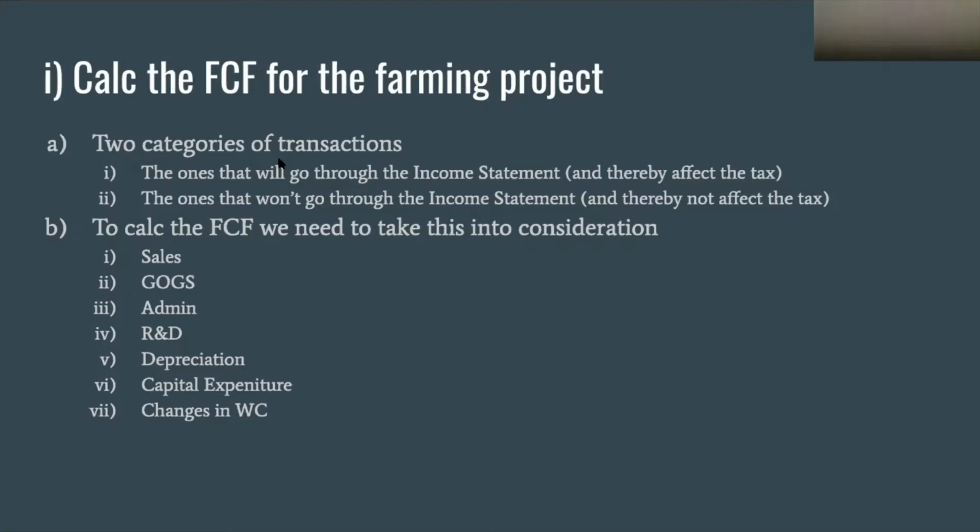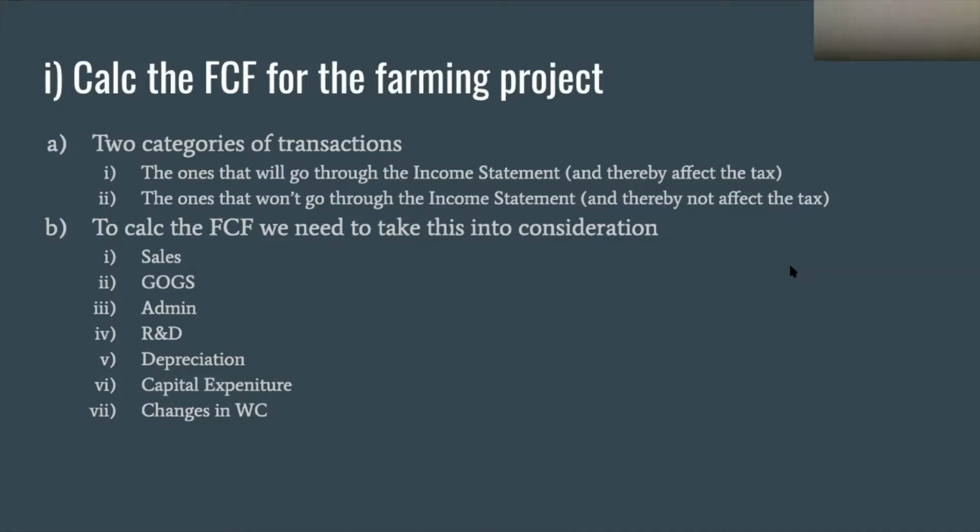The cash flows that would go through the income statement and will thereby be affected by the tax, and the ones that won't go through the income statement and thereby won't be affected by any tax. And the reason that we need to divide this is that the tax aspect will affect the size of the cash flow that will be generated each year. So we will go through step by step all the costs, revenues, and cash flows stated, and consider which ones need to be taken into the income statement.